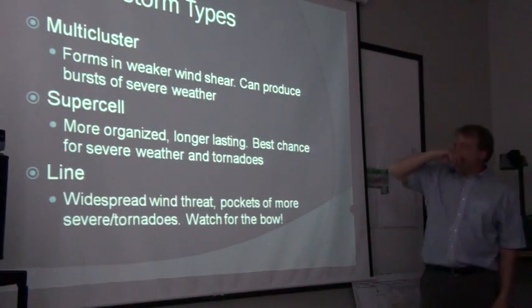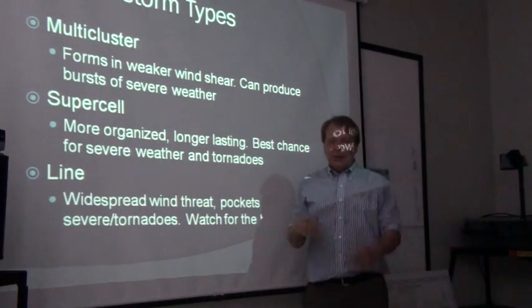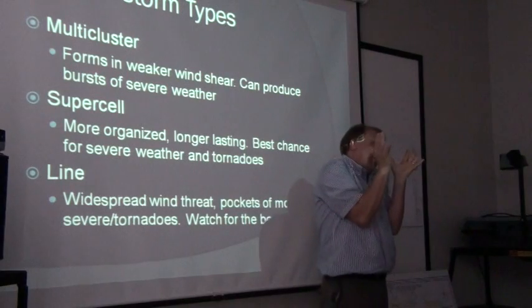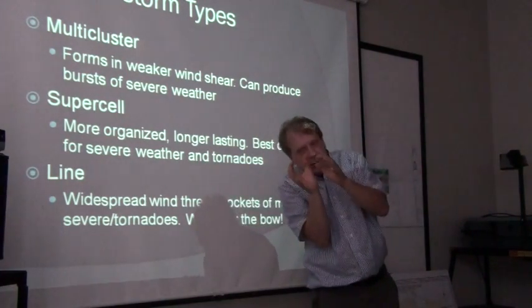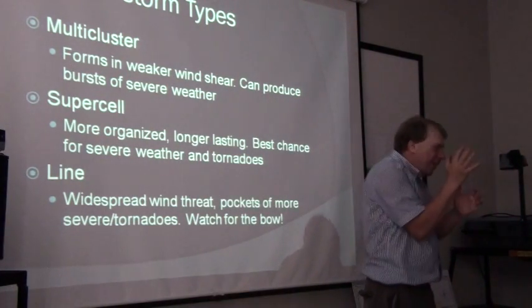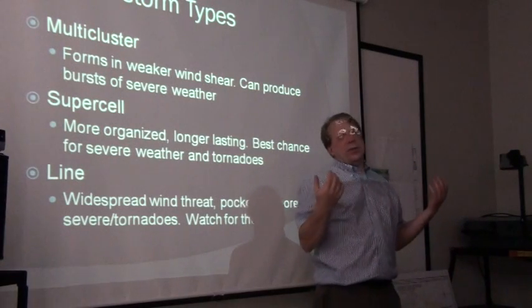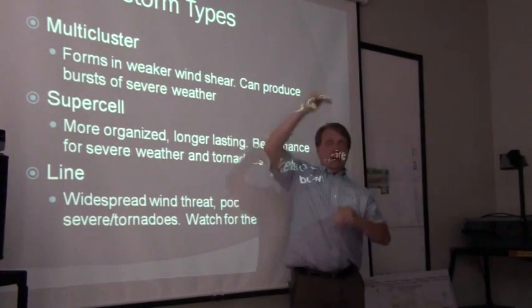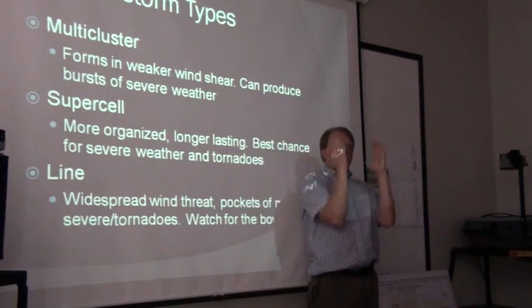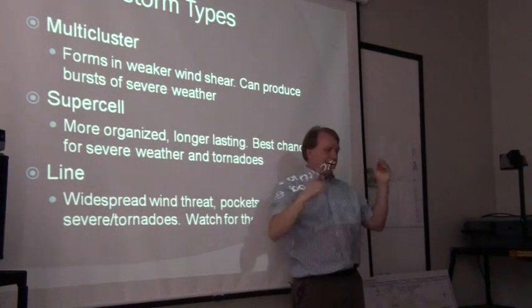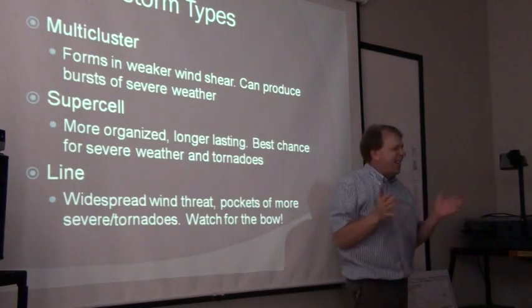Thunderstorm types, there's this multi-cluster kind of storm. If you look on a radar and it looks like it's organized for a while and then the red area moves over here and the new one forms over here, it's called a multi-cluster storm. It means that the increase in wind with height is not enough to hold it together, and the updrafts and the downdrafts are kind of bumping into each other and it's kind of chaotic.